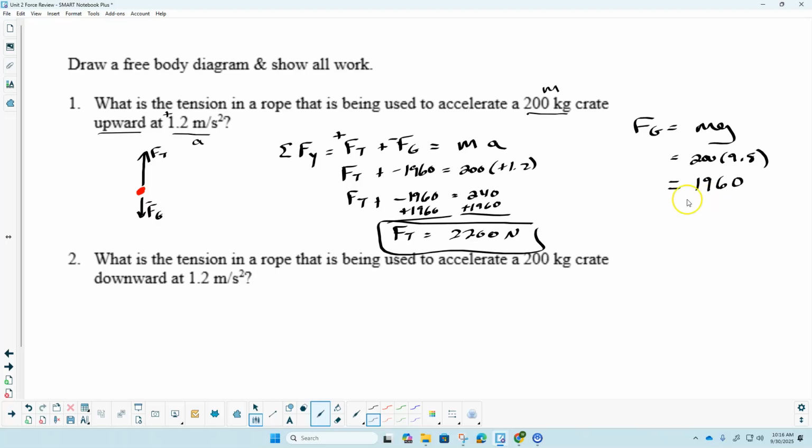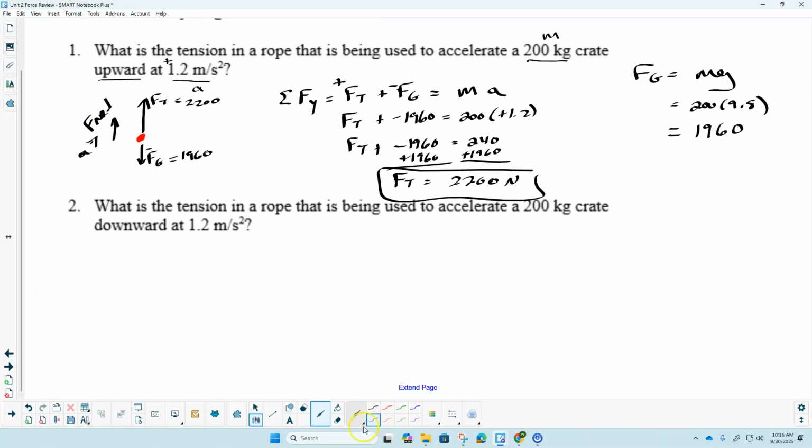Looking through it logically, 2200 is larger than 1960, so the net force goes up and the acceleration would also go that way in the direction. So the acceleration is also up. That kind of makes sense.